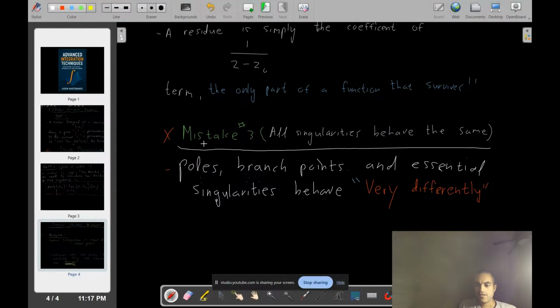Mistake number 3. All singularities behave the same. Poles, branch points, and essential singularities behave very, very differently, actually. Not even close to the same thing.